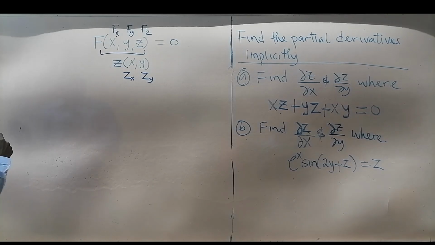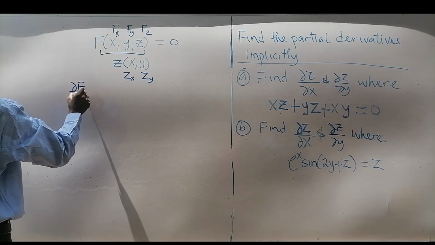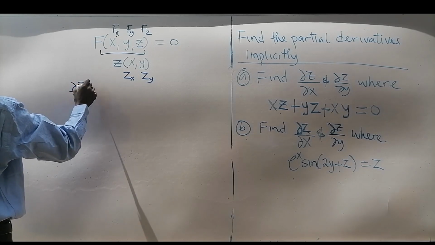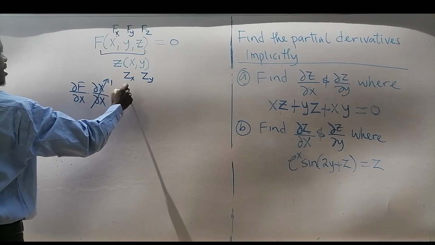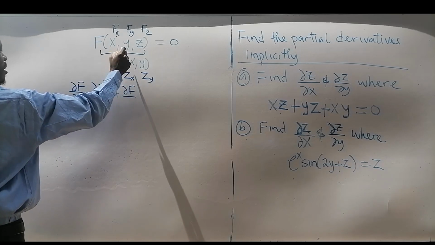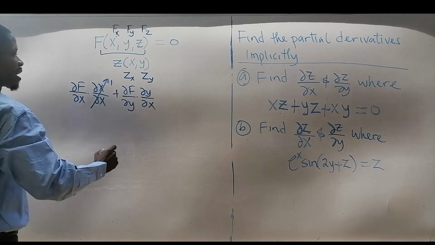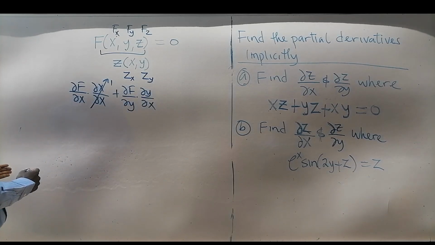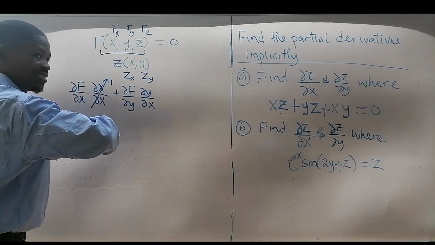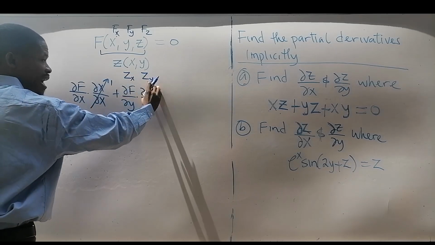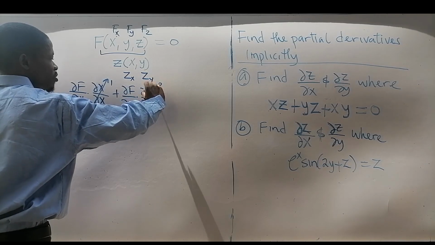The first thing we want to do is differentiate with respect to x. That will be equal to the partial derivative of f with respect to x times ∂x/∂x, which is 1, plus ∂f/∂y times ∂y/∂x. Don't forget, the moment you are differentiating with respect to x, the other variable will be constant. So y is constant, and if you differentiate y with respect to x, this will be 0.